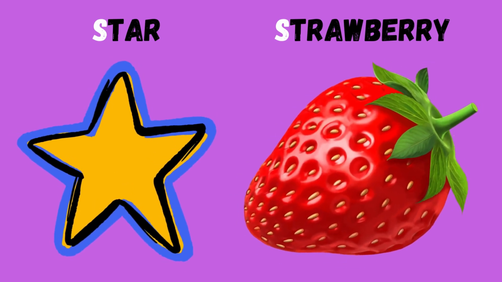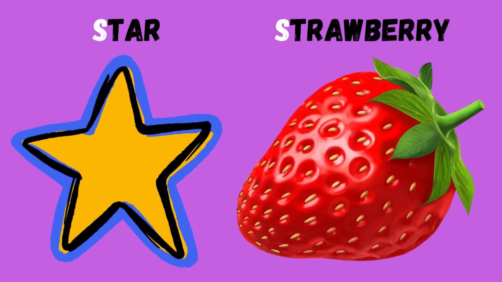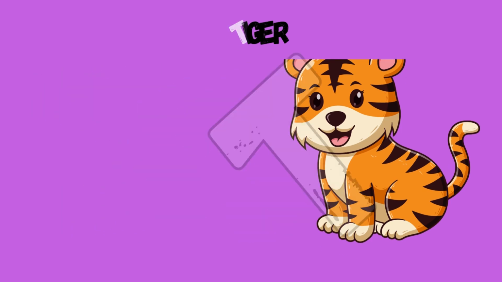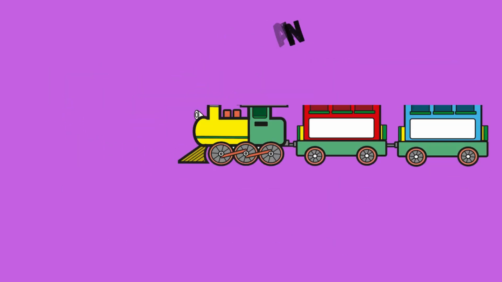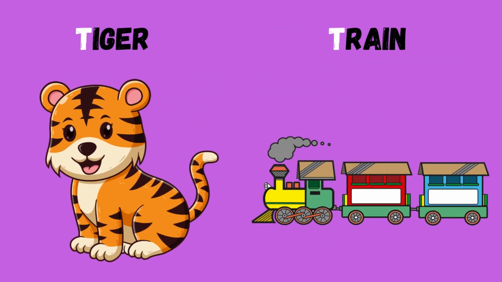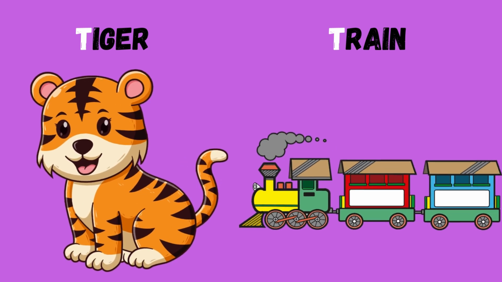S is for a star. S is for a strawberry. Star, strawberry. S, s, s. T is for tiger. T is for train. Tiger, train. T, t, t.